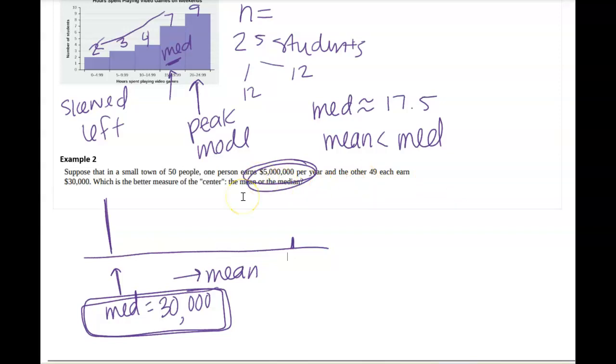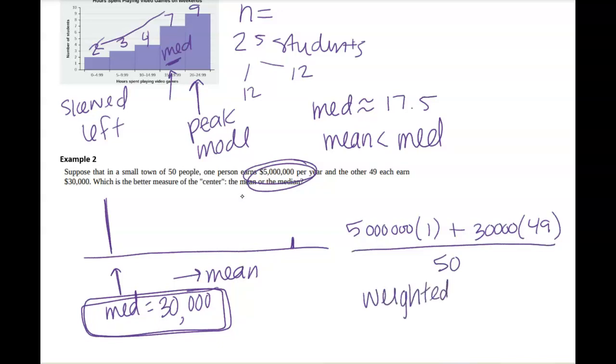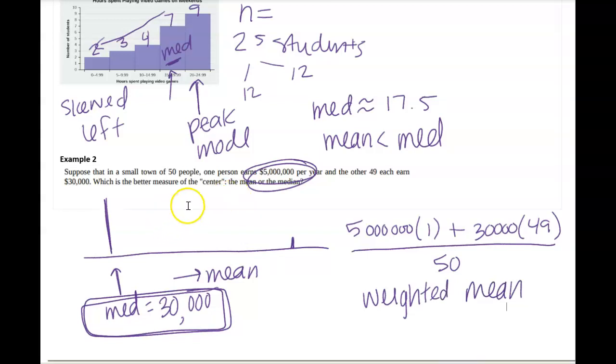If you wanted to actually calculate that, you could do 5 million times 1 and then 30,000 times 49 and then divide that by 50. We could do a weighted mean to find the actual mean, but the concept itself is more what I want us to get at: because the mean depends on the actual data values, that one person will pull the mean or skew it to the right.